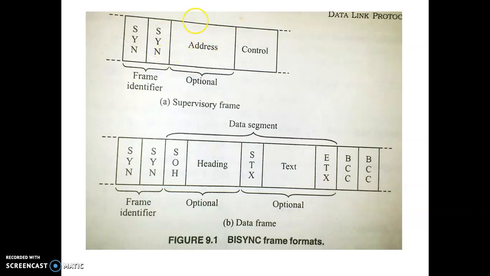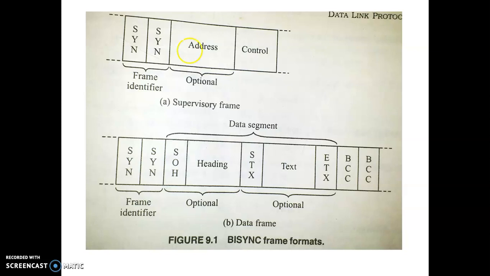If the address in this particular field is in capital uppercase, then it is a poll frame. If the address in this field is in lowercase, it is a selector frame. So with this address, the receiver comes to know whether it is polling or selecting. If it is uppercase, it is polling; if it is lowercase, it is selection.